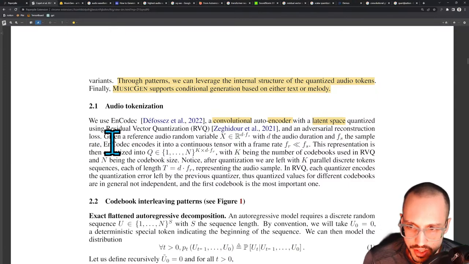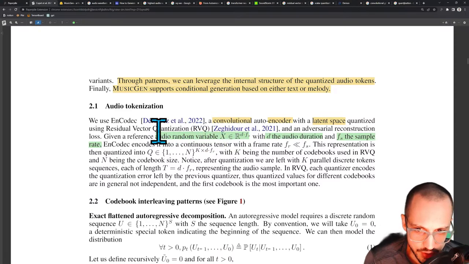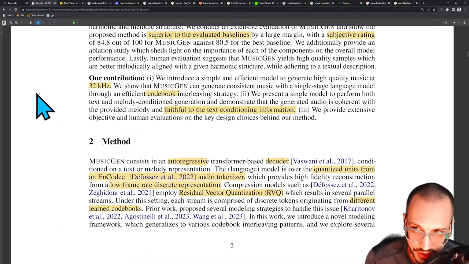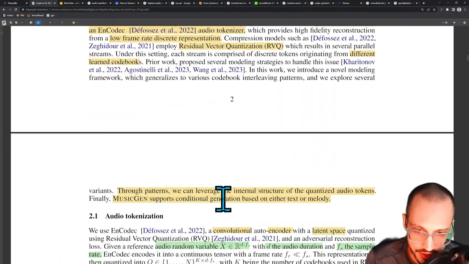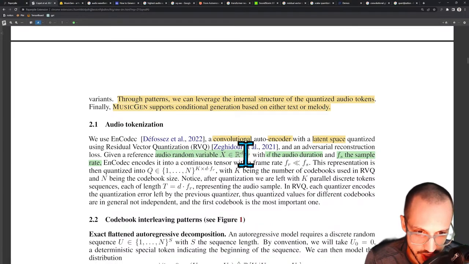An adversarial reconstruction loss. Given a reference audio random variable, okay, so D is the audio duration, FS is the sample rate. So the dimensionality here: you have audio x, and audio is in the set of all real numbers, this fancy R just means negative infinity to infinity, of D times FS. If you have 44 kilohertz audio, or I guess 32 kilohertz is what they're using in this paper, 32 kilohertz audio: 32,000 times 1 second of audio, you have 32,000 samples, of which each of those individual samples can go from negative infinity to infinity.